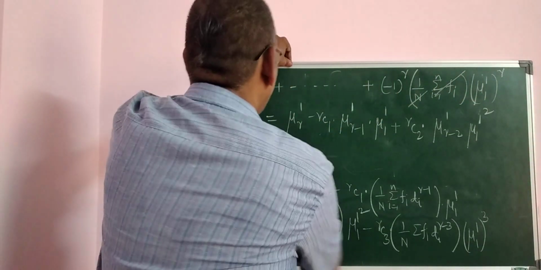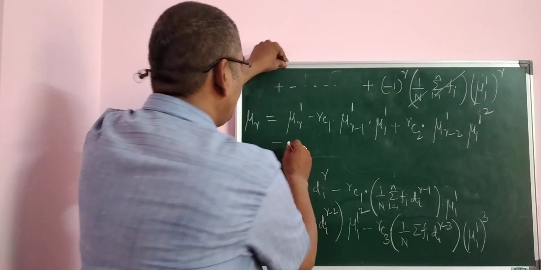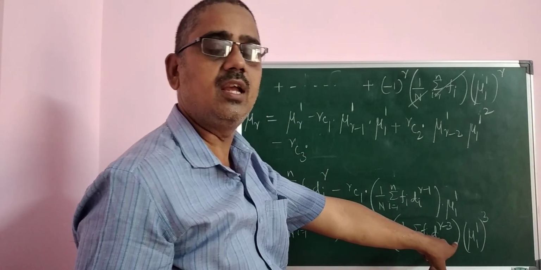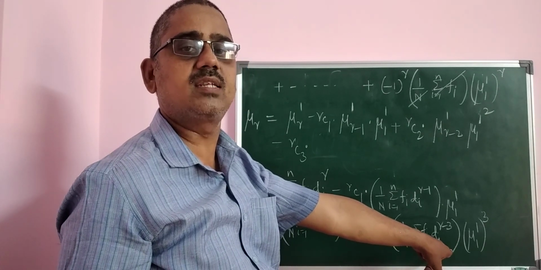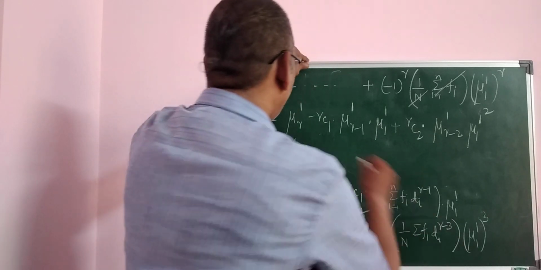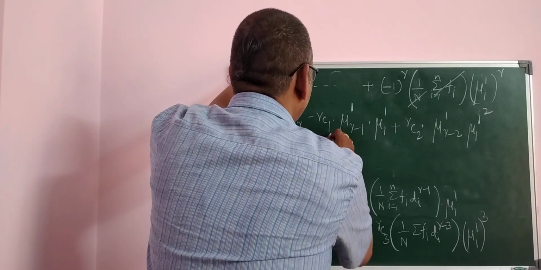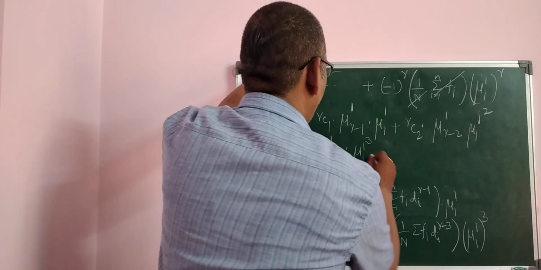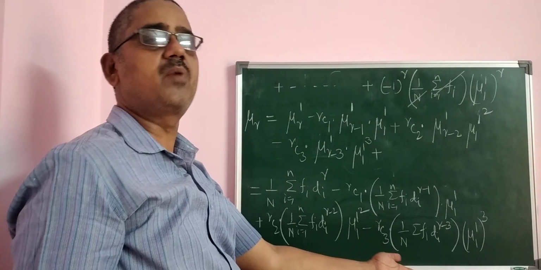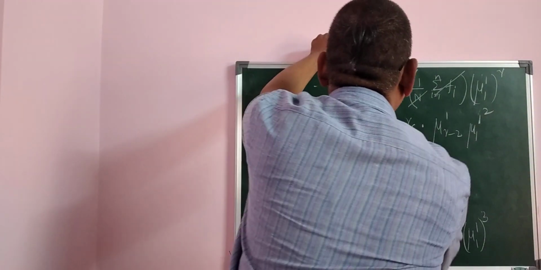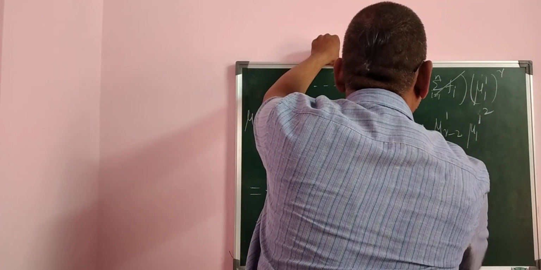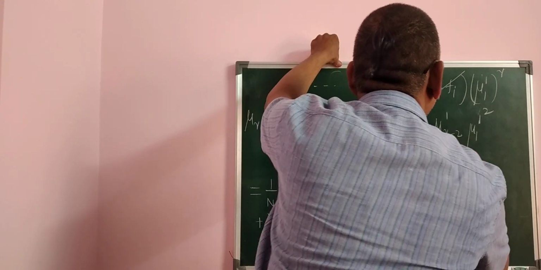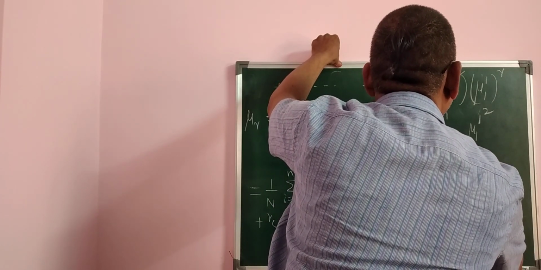Okay, minus, I am writing the next one, rC3 multiplied by 1 by n summation f_i into d_i power r minus 3. That is the formula of the r minus 3rd moment. So non-central moment mu r minus 3 dash multiplied by mu1 dash whole cube, plus I write one more term, no need to see these particular values, you can write rC4 and mu r minus 4 dash and mu1 dash whole power 4, plus minus and so on, minus plus and so on.